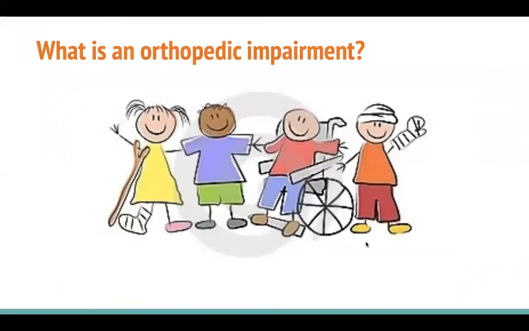An orthopedic impairment is defined by the Individuals with Disabilities Education Act, or IDEA, as a severe orthopedic impairment that adversely affects a child's educational performance. IDEA specifies that this term includes impairments caused by congenital anomaly, impairments caused by disease, and impairments from other causes.